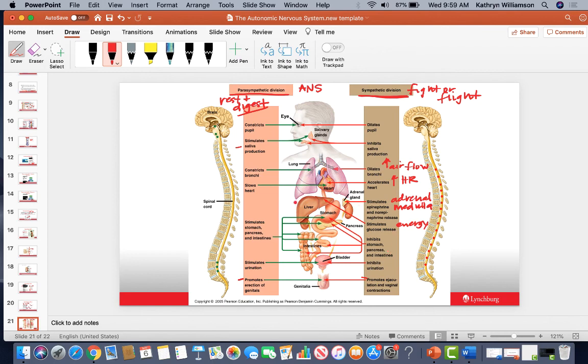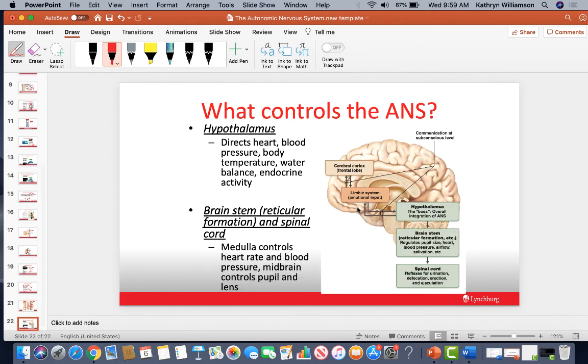Okay, so generally knowing effects of sympathetic and parasympathetic on each of those effector organs, what controls the autonomic nervous system? Well, mainly it comes from the hypothalamus. The hypothalamus is basically going to be the boss, and it has overall oversight of the autonomic nervous system. Now, it does have some input from the limbic system, which plays a role in emotions, and the cerebral cortex, which we know is our higher cognitive processing and decision-making area. The hypothalamus is going to control heart rate, blood pressure, body temperature, water balance in the body, kidney function, as well as endocrine activity.